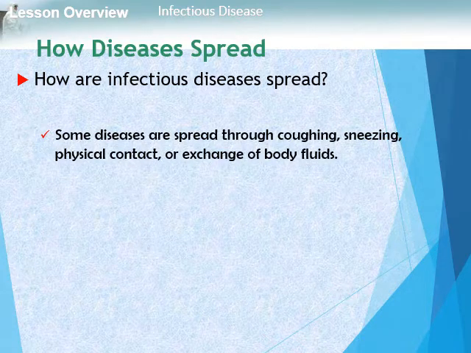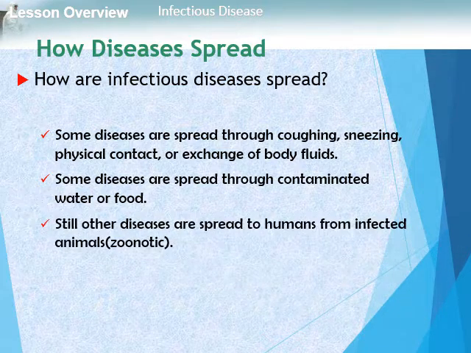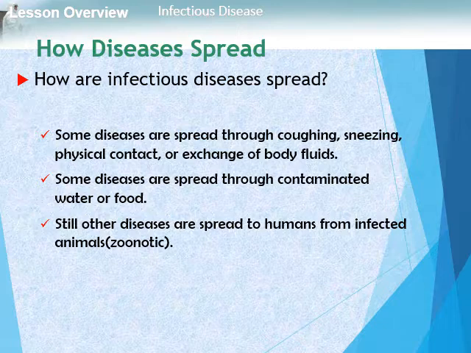Some diseases are spread through coughing, sneezing, physical contact, or exchange of body fluids. Some other diseases are spread through contaminated water or food, and others still spread to humans from infected animals, or zoonotic disease.